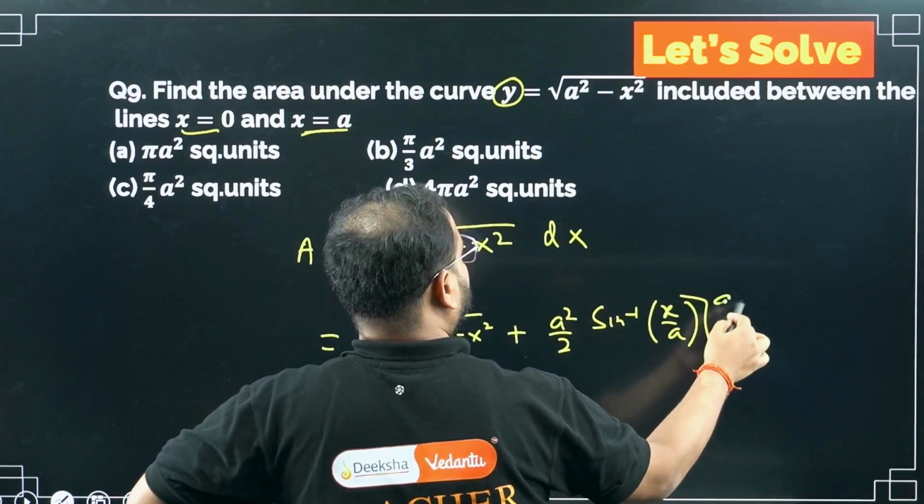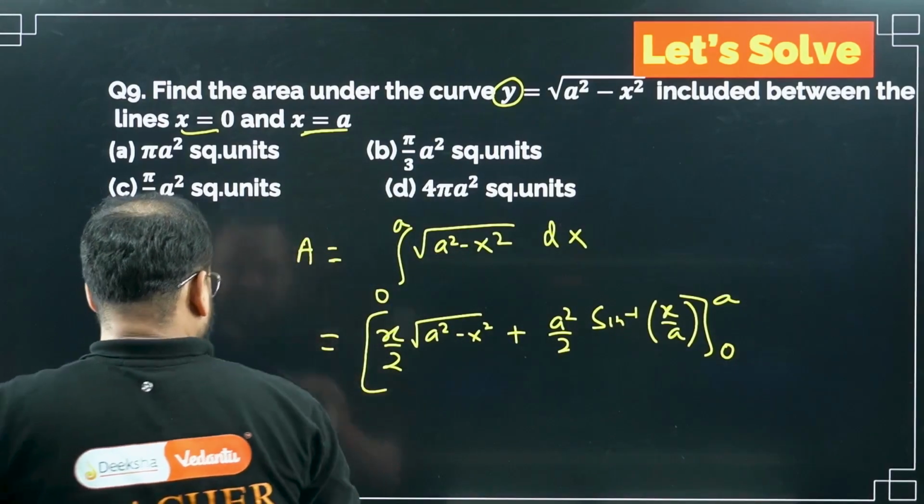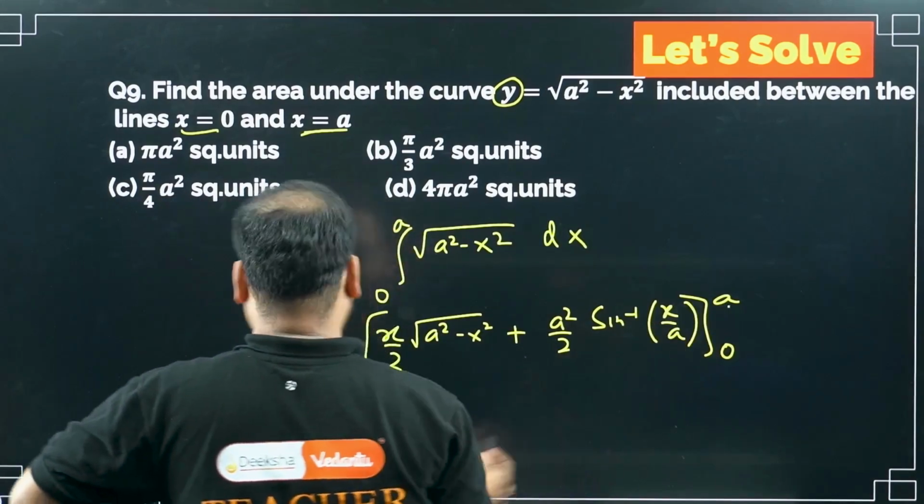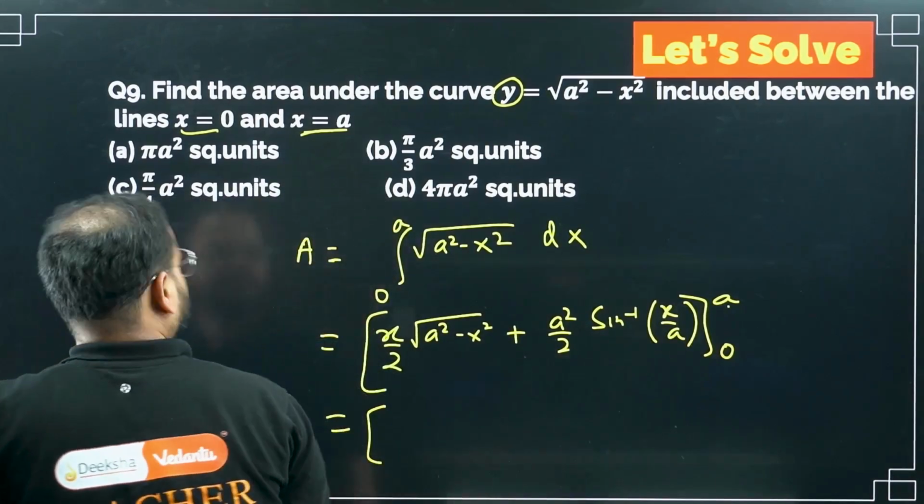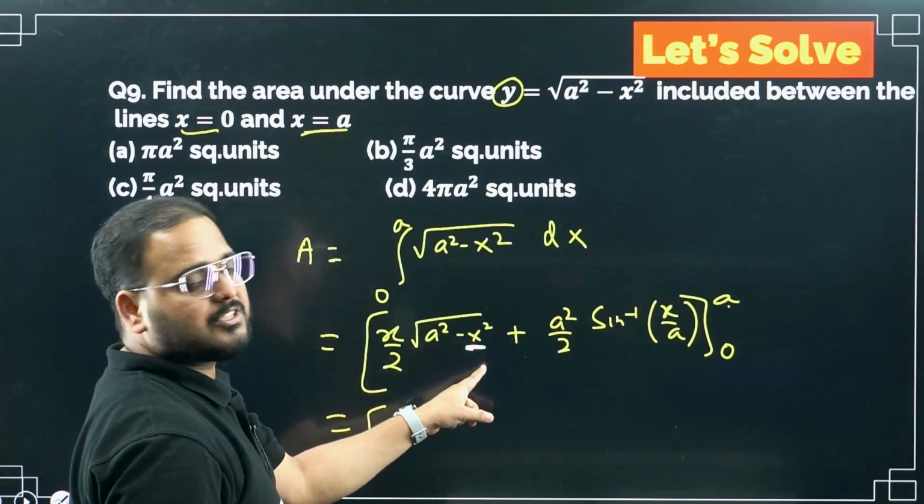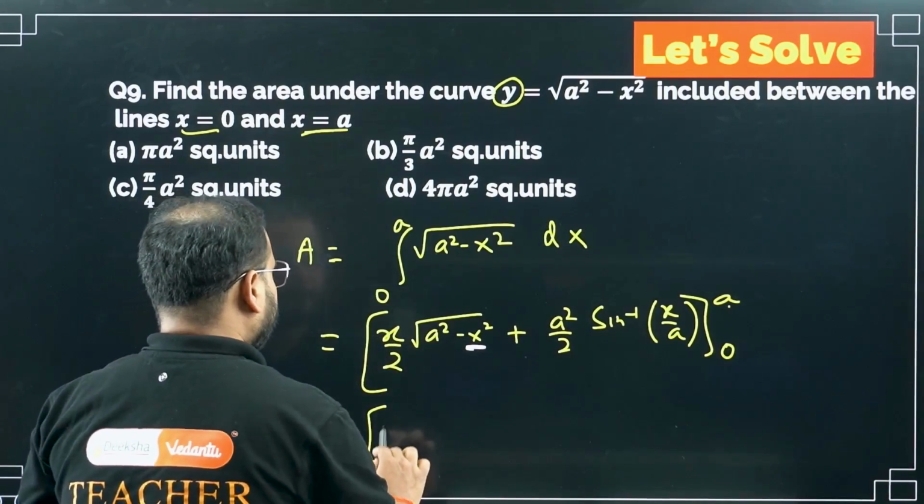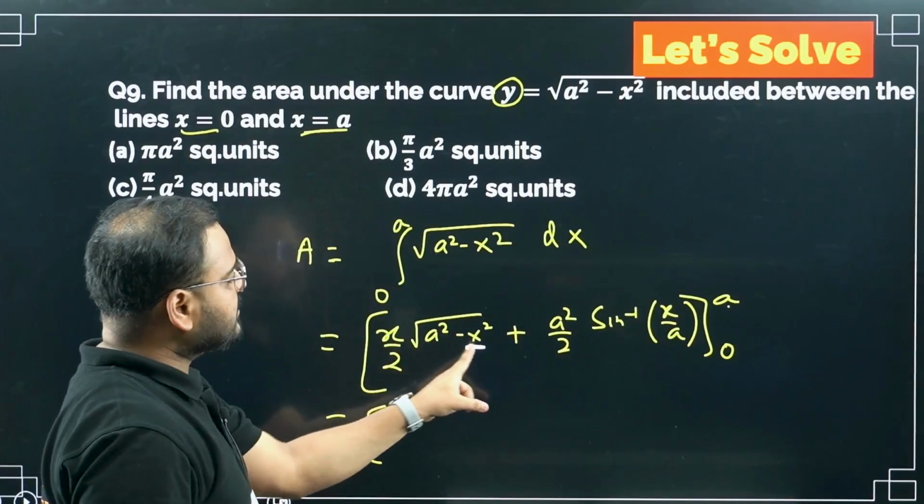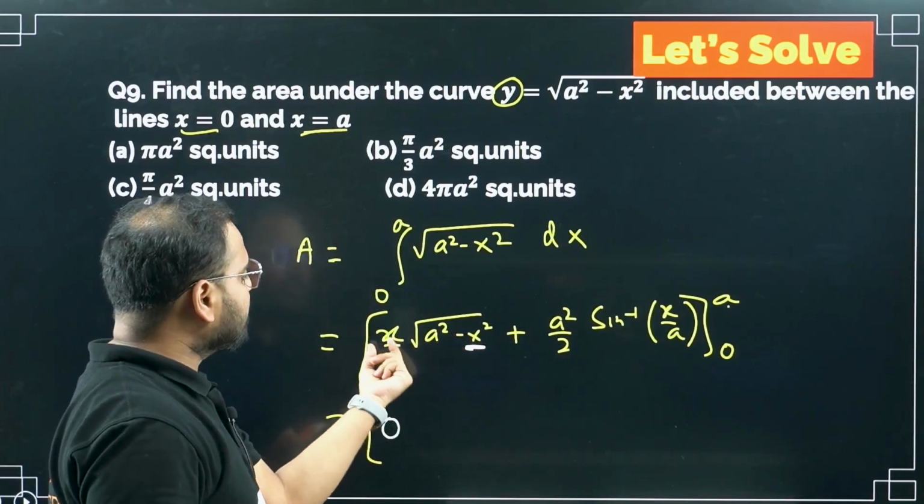0 to a. Check for the upper limit. See if I put a, have a look, over here it will become what? A square minus a square will become 0. 0 into anything will be 0, sir. I'll repeat. Put upper limit a over here. A square minus a square will be 0. So 0 into anything will be 0.